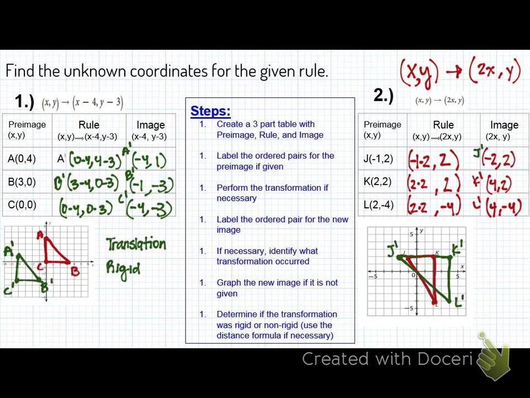Turn to your group. Is it translated, rotated, reflected, or dilated? What do y'all think?